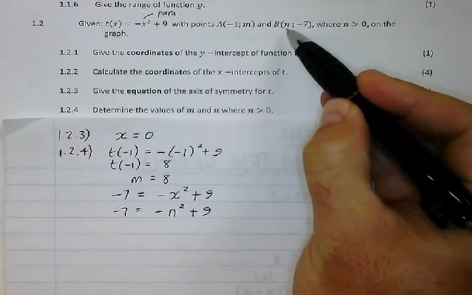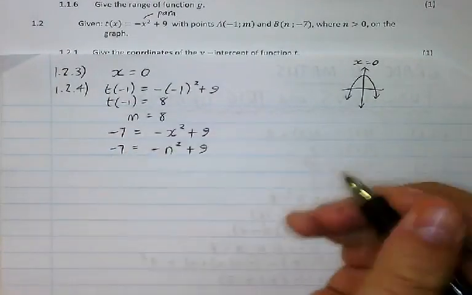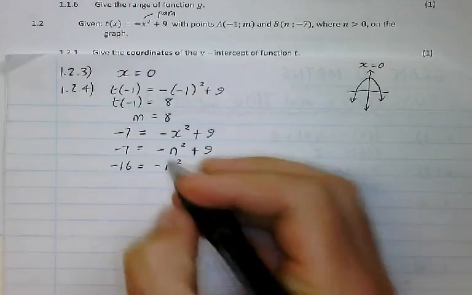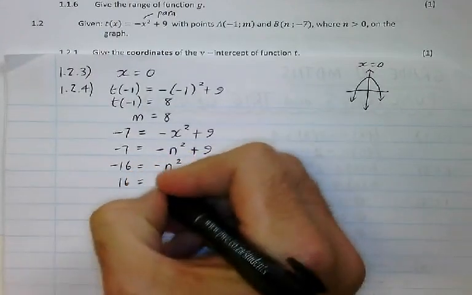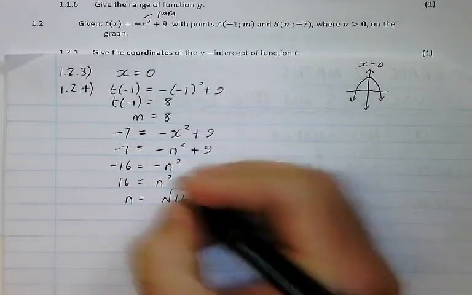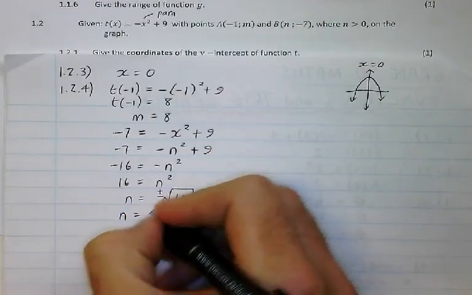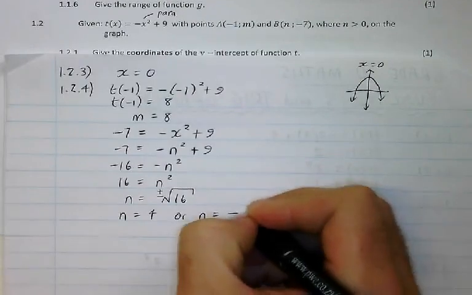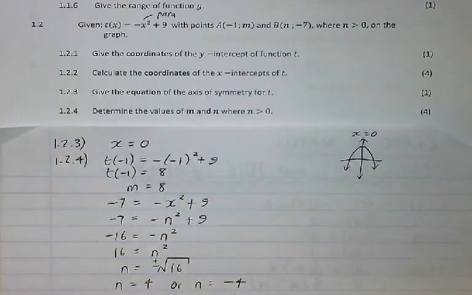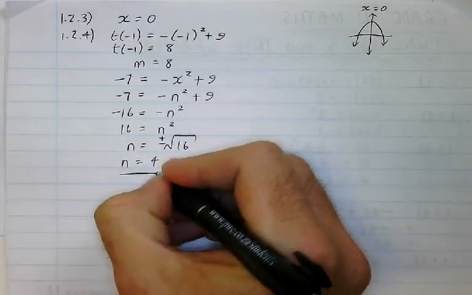So solving for n, we would first of all subtract 9 on this side. -16 is equal to -n squared. We could drop the negatives, making 16 equal to n squared. We now know that n would be the root of 16, giving us either the positive or the negative root of 16, making n equal to 4 or n equal to -4. However, the question has specified that n needs to be bigger than 0. So of these two answers, you're going to reject -4 and take n equal to 4 as your final answer there.